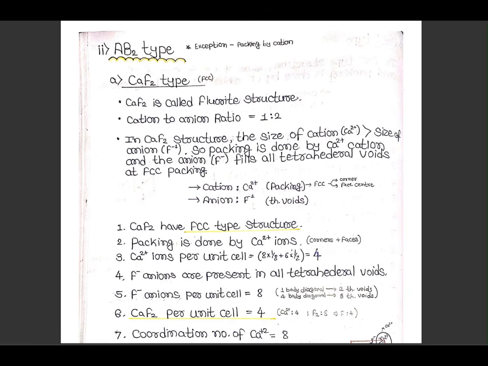Class 12th chemistry, chapter 1, the solid state, and this will be the last part. In this video we will be covering the AB2 type of ionic compound. So let's start.